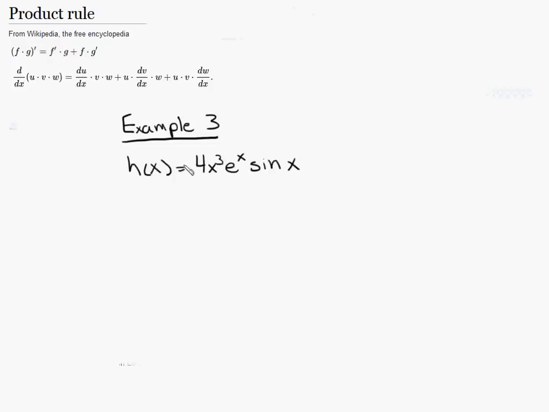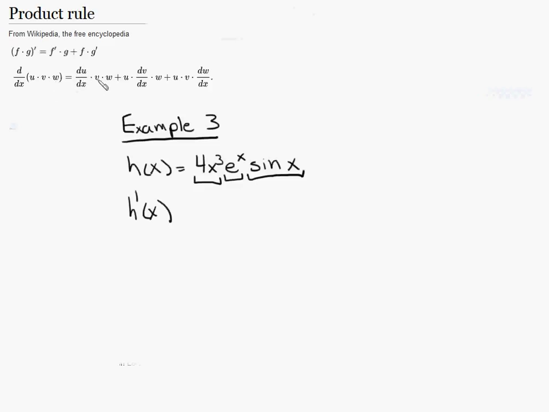Alright, this is my third example of taking a derivative using the product rule. And in this example, I have a product of three functions: 4x to the third, e to the x, and sine of x. So I up here added the extended version of the product rule. This is when you have three functions, and essentially it works exactly the same.